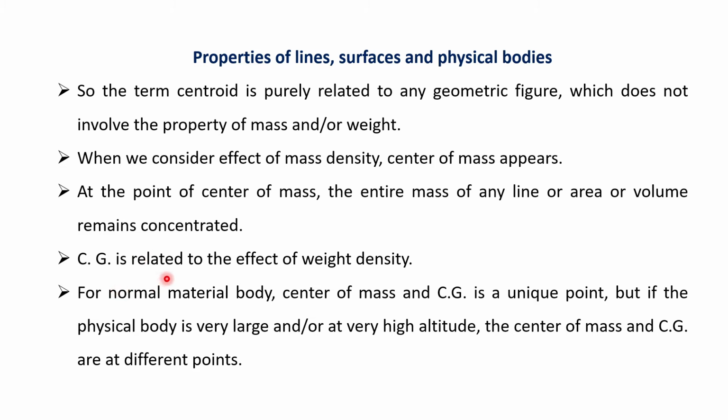Similarly, for the center of mass, the entire mass of any line, area or volume remains concentrated. CG, that is center of gravity, is related to the effect of weight density. For a normal material body, the center of mass and CG are a unique point, but if the physical body is very large and at very high altitude, the center of mass and CG are at different points. We will see in the coming classes how it varies.